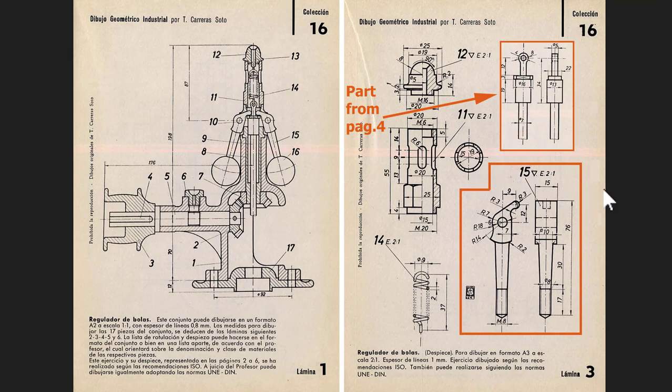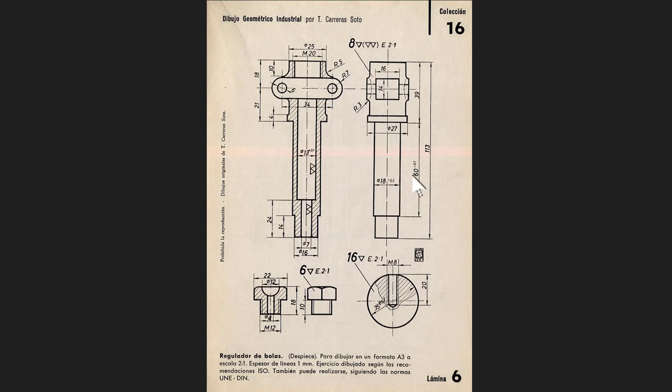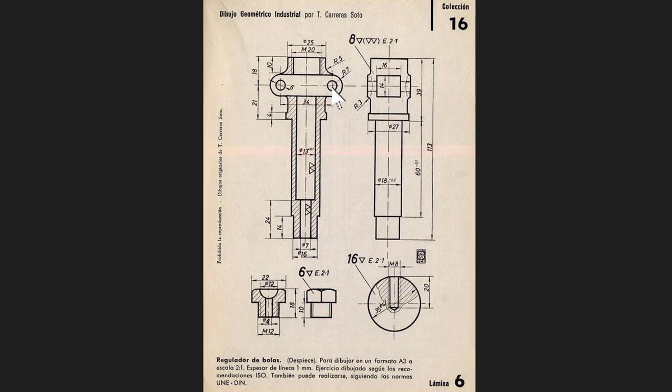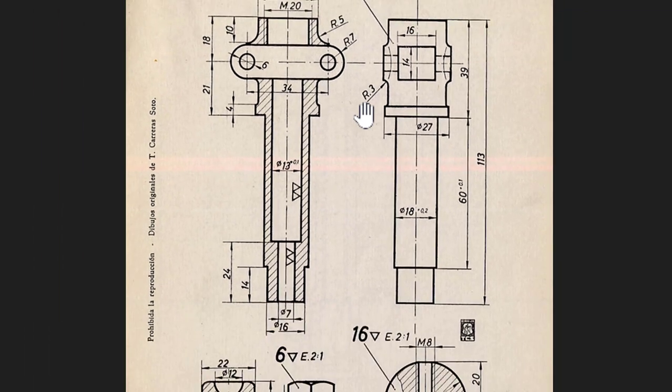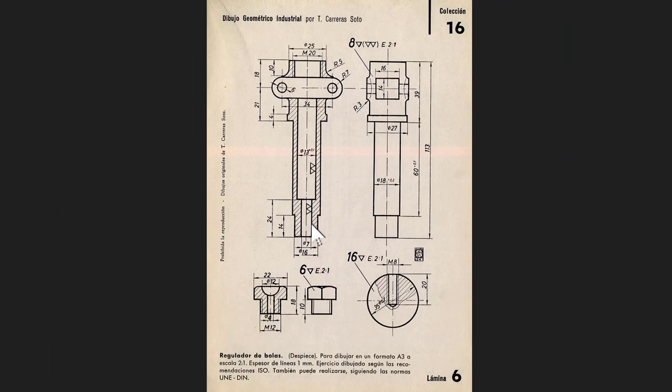There is another drawing, this one, with another missing dimension. What is the distance between these two? You don't see anywhere this dimension. As I said, I was curious if this mechanism works, this one.